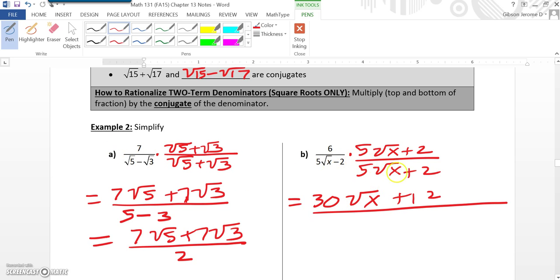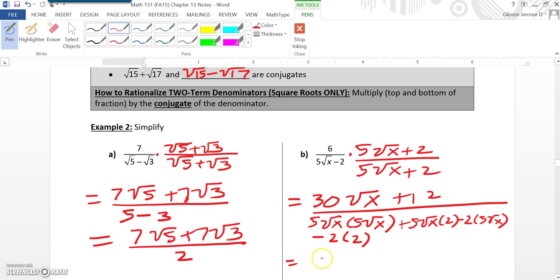Now, unlike A, I'm going to do this all the way out. I'm going to show every step this time. So we will have 5 square root of x times 5 square root of x. And then we will have 5 square root of x times 2. And then we will have this negative 2 times 5 square root of x. And then remember, I have a little lack of space, but as you all can see, this is for the denominator. Then we have minus 2 times 2.